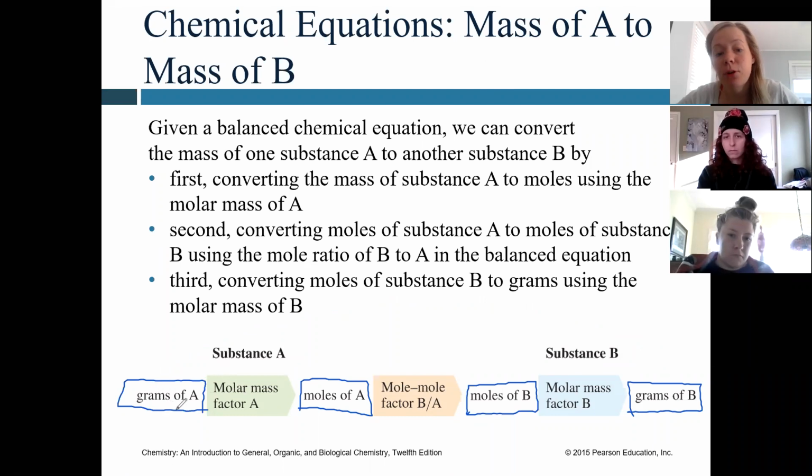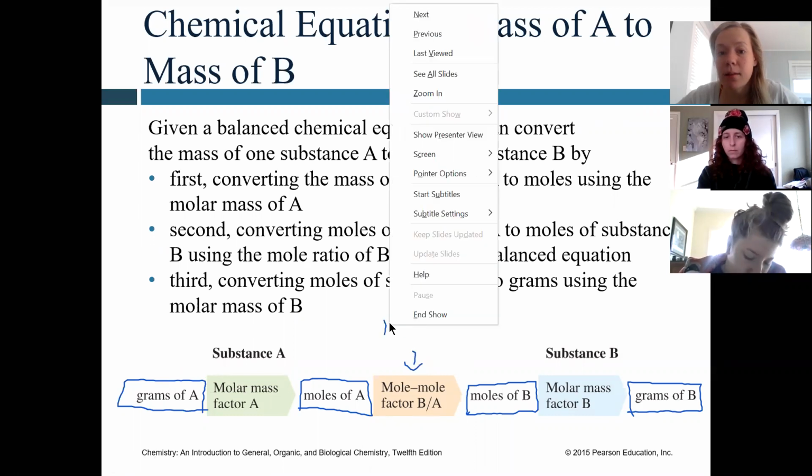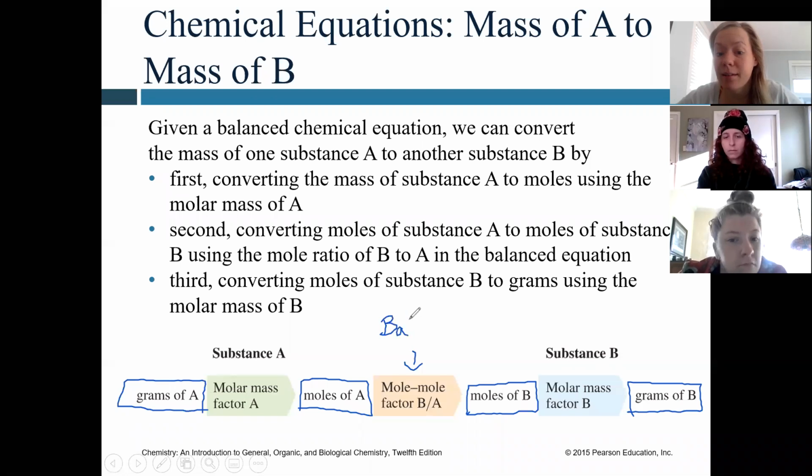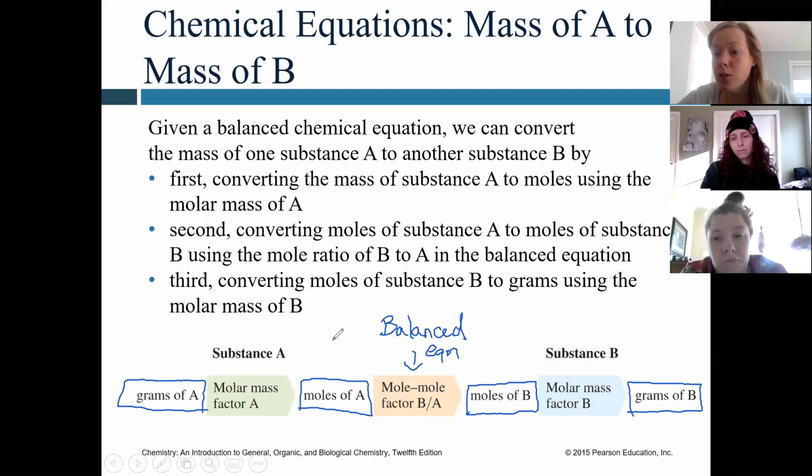So how do we get from grams of A into moles of A? Well, this is always using molar mass, right? Anytime we go from grams to moles or moles to grams, we use the molar mass of A. Moles of A to moles of B, this is the mole to mole factor from the balanced equation. So I'm going to add balanced equation there. That's what you guys just did. You started at a mole value and you went to a mole value.